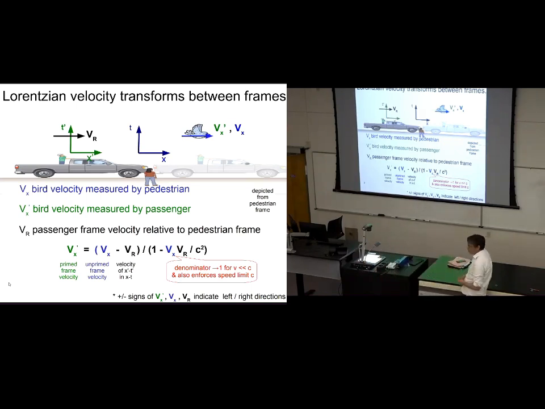The picture's exactly the same. The question's exactly the same. How fast does the passenger see the bird traveling when we know the speed that the pedestrian sees the bird traveling, and we know the motion of the passenger in the pedestrian reference frame? The answer to the question, though, is a different formula. It's this one down here. This is the relativistic formula. This is the one you'd have to use if the speeds were of order the speed of light.